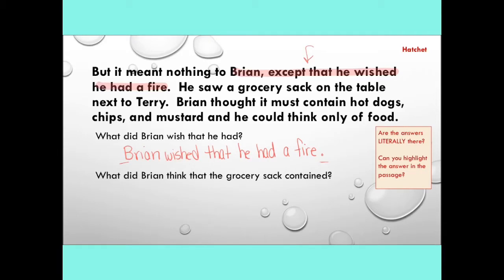So let's go to the second question. What did Brian think that the grocery sack contained? So I'm going to go back up into my passage and I'm going to look for the response to that question. He's right here. He saw a grocery sack on the table next to Terry. Brian thought it must contain hot dogs. Well, here we go. Hot dogs, chips, and mustard, and he could think only of food.